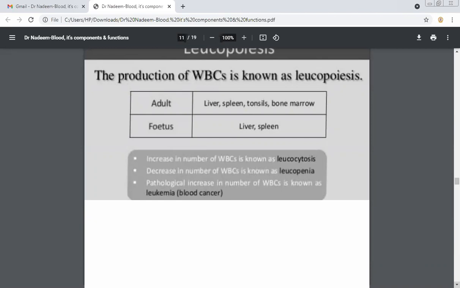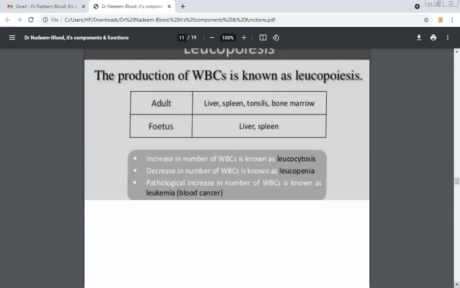Another term, just like in case of RBC, is leukocytosis and leukopenia. An increase in number of WBCs is known as leukocytosis, while a decrease in their number is known as leukopenia. Always remember that if the suffix is penia, it is decrease. It is erythropenia for RBC, and leuko means WBC.